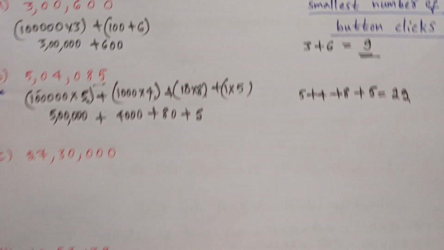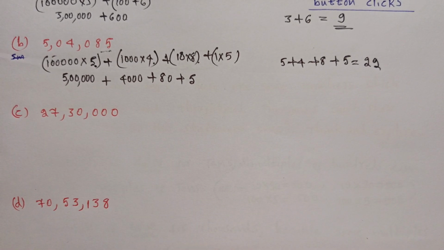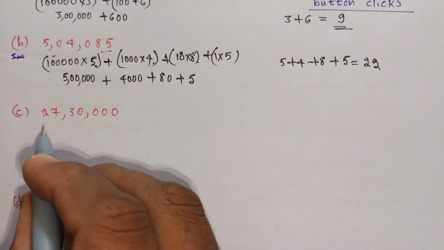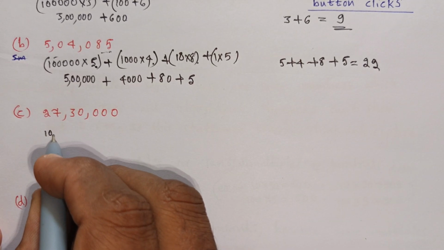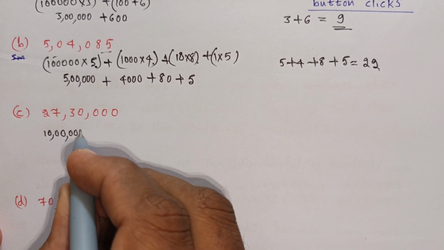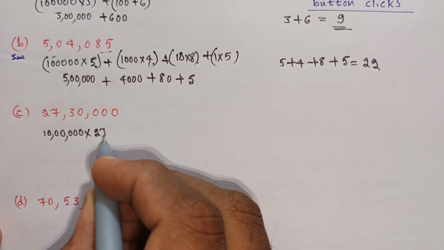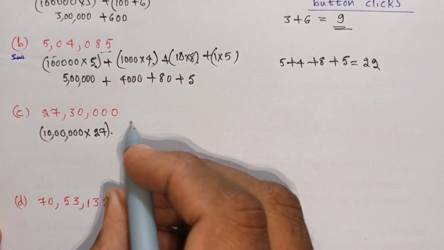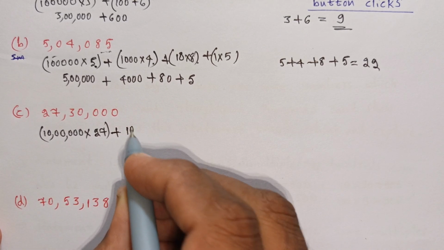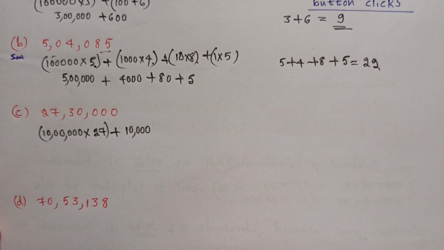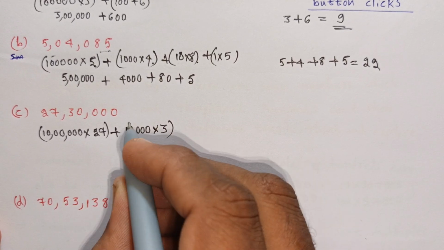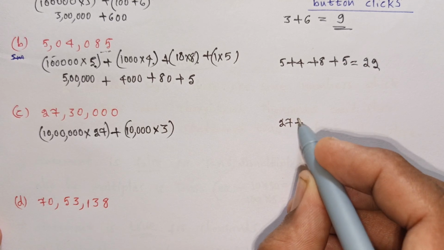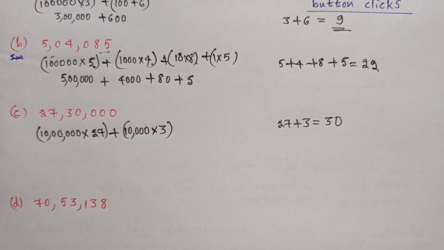Next I am taking the C bit from the previous exercise, 27 lakh, that is 30,000. So here I am directly taking the 10 lakh button. I am multiplying it 27 times. And I am taking here the 10,000 button. I am multiplying it with 3. So with this we will get the answer. Here the number of clicks is 27 plus 3. That means 30.